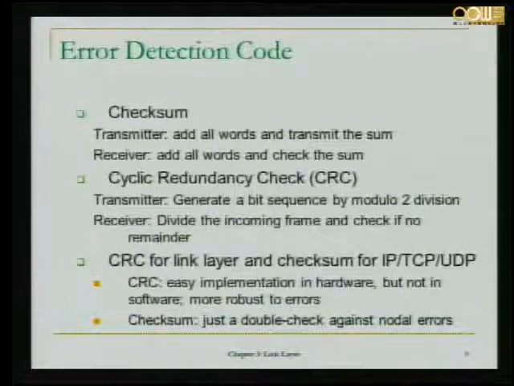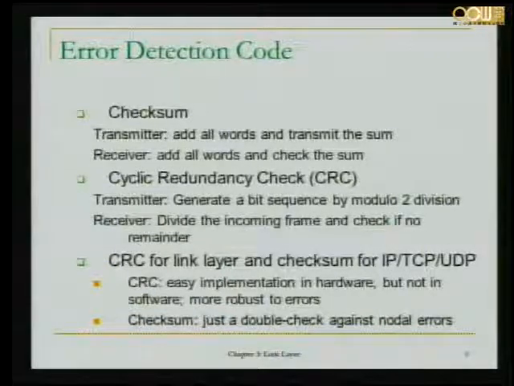There are two kinds of error control or error detection code used: the checksum and CRC. The checksum is easy to compute by just adding up all words together and then appending the sum. So you transmit the data words, and as you transmit, you add them up together, and at the end you also append the sum of your addition.